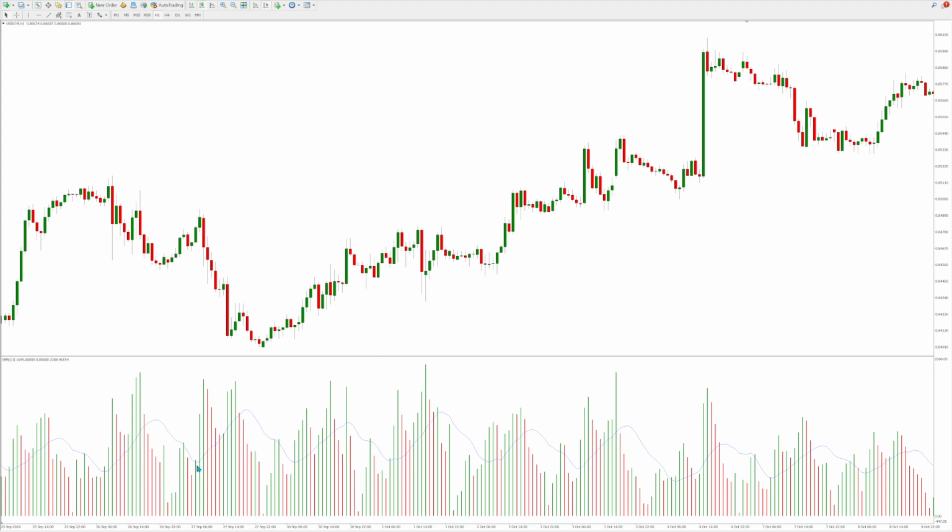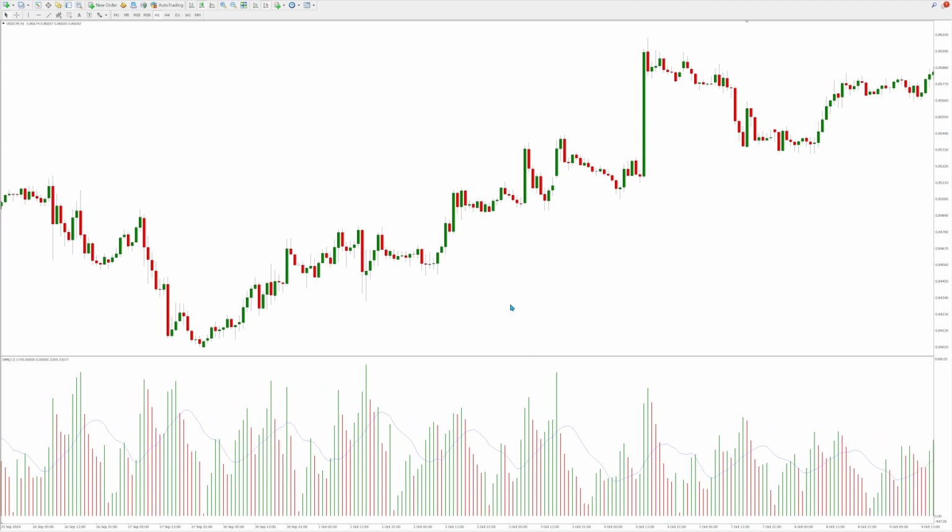And also you can see that this differs from the standard volumes indicator because we have the moving average line here, which is a way to gauge the average of the volume over the set periods. I'm using the default periods on this indicator here.